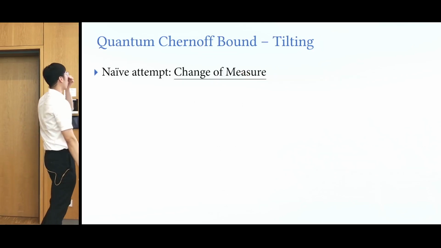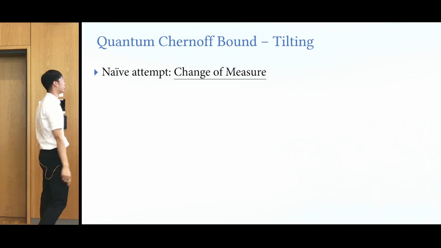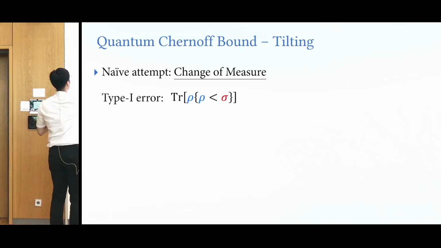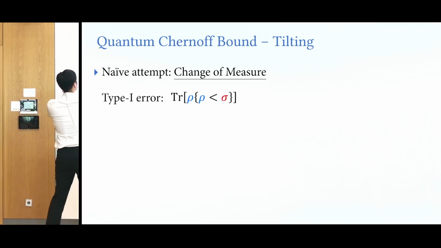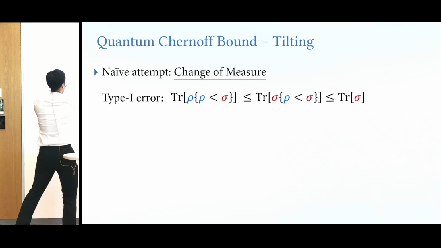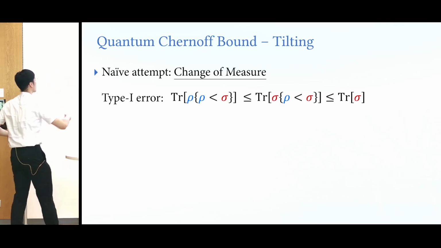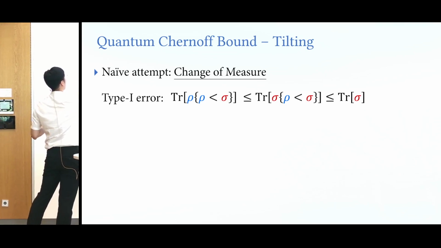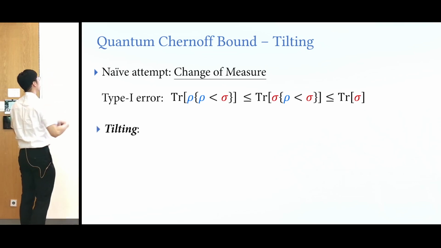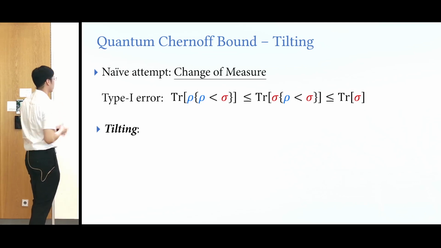Okay, so let's see what's going on in the quantum Chernoff bound. Let's make a naive attempt, a change of measure argument. The type of error is like this. Because of this projection, we can move this rho to sigma. It's very easy to see because you can find the difference of this and it's positive. You can throw away this projection to get trace of sigma, but this trace one is kind of trivial. If we do it the smart way, we call that tilting.